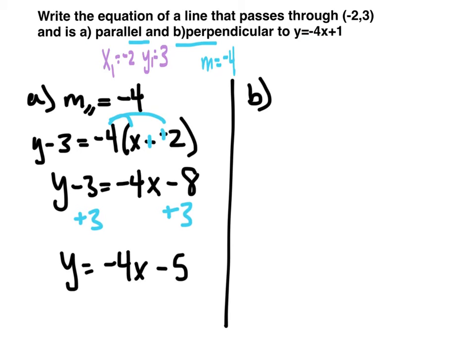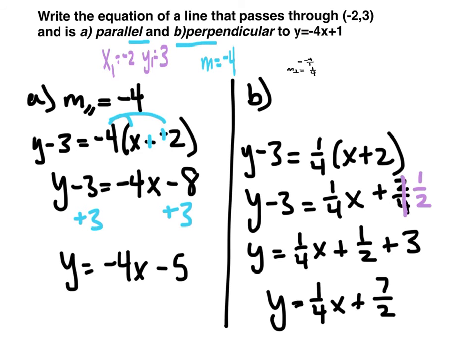point negative 2, 3. Now for perpendicular, we need to find the slope perpendicular. Remember that it's an opposite reciprocal. So our original slope is negative 4, which is the same thing as negative 4 over 1. So the reciprocal would be 1 over 4. And the original was negative, so now this one's positive. This is the slope perpendicular. So I'm going to let you finish this out. Just pause the video and then check to see if you got your answer right.